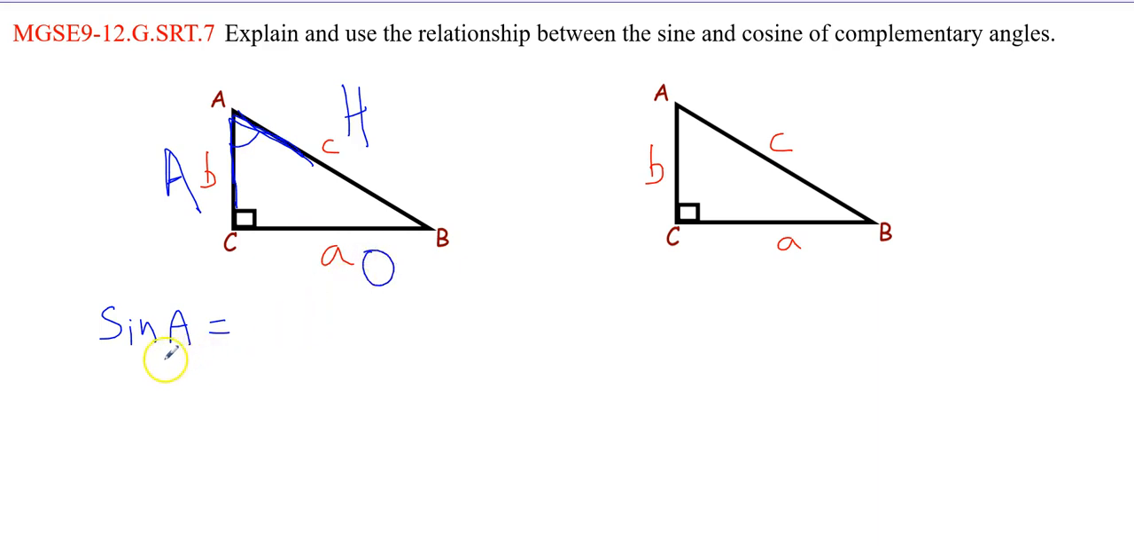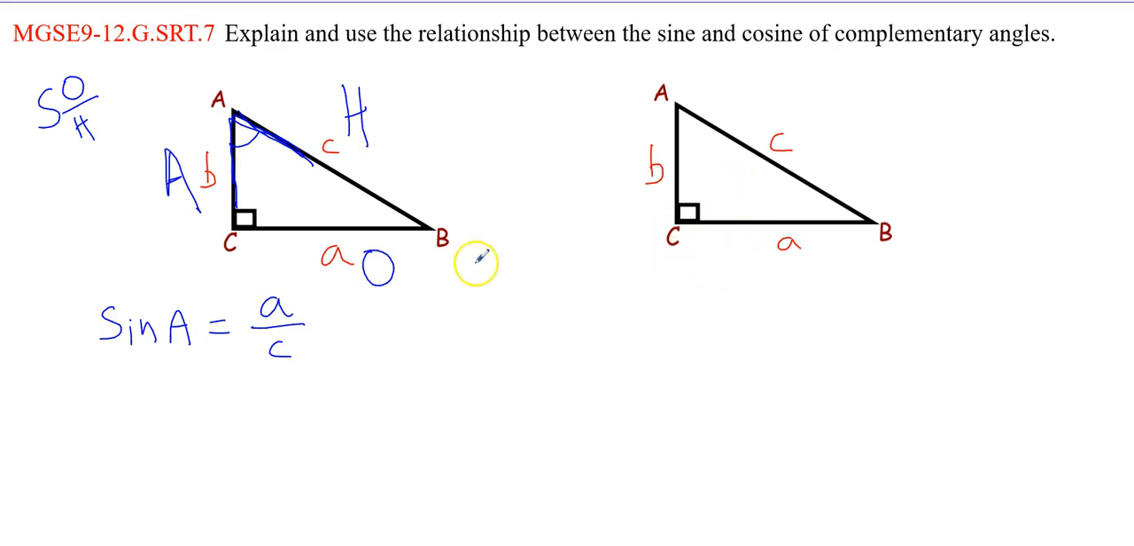Now we are looking for sine A. We know that sine is opposite side over hypotenuse, that is SOH. So sine A is equal to opposite over hypotenuse, which is a over c. Okay, now we will move to the other triangle.